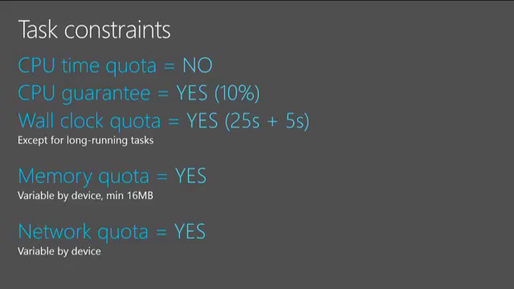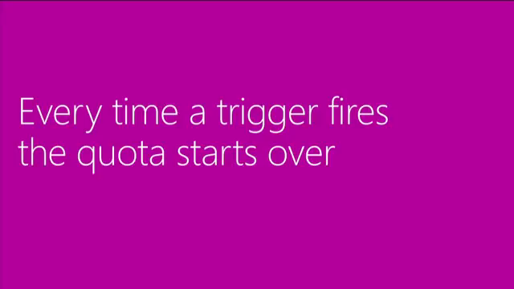There is also a memory quota. The memory quota, on the other hand, I can't just say what the memory quota is because it is specific to every device. The memory quota on a gigantic, awesome desktop is quite high. The memory quota on a tiny little 256 megabyte phone is 16 megabytes. So you can see at least what the floor is, right? The lowest possible memory quota that you'll ever have is 16 megabytes. There's also a type of network quota, but it's not even worth mentioning here because the variability is so crazy high. Every time your trigger fires, the quota starts over.